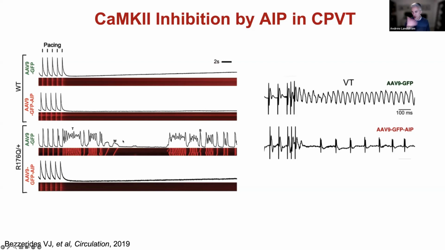See all those extra beats there, the really irregular beats that are not found in normal mice. But if you give them this inhibitor of calmodulin kinase, which is an irritator of RYR2, all of it went away. And they actually gave it to the mice, and their arrhythmias went away too.